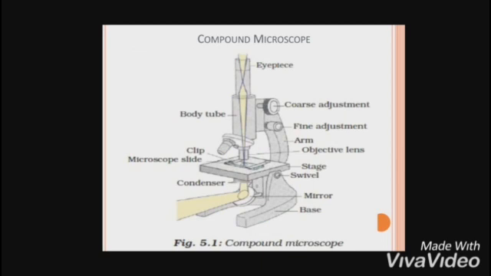Now, in the next slide, I have shown you the compound microscope. Let us see what is a microscope. A microscope is an instrument which is used to observe small objects by forming their magnified images with the help of lenses and light. In a compound microscope, the lens closer to the object is called the objective lens, while the lens closer to the eye is called the eyepiece.